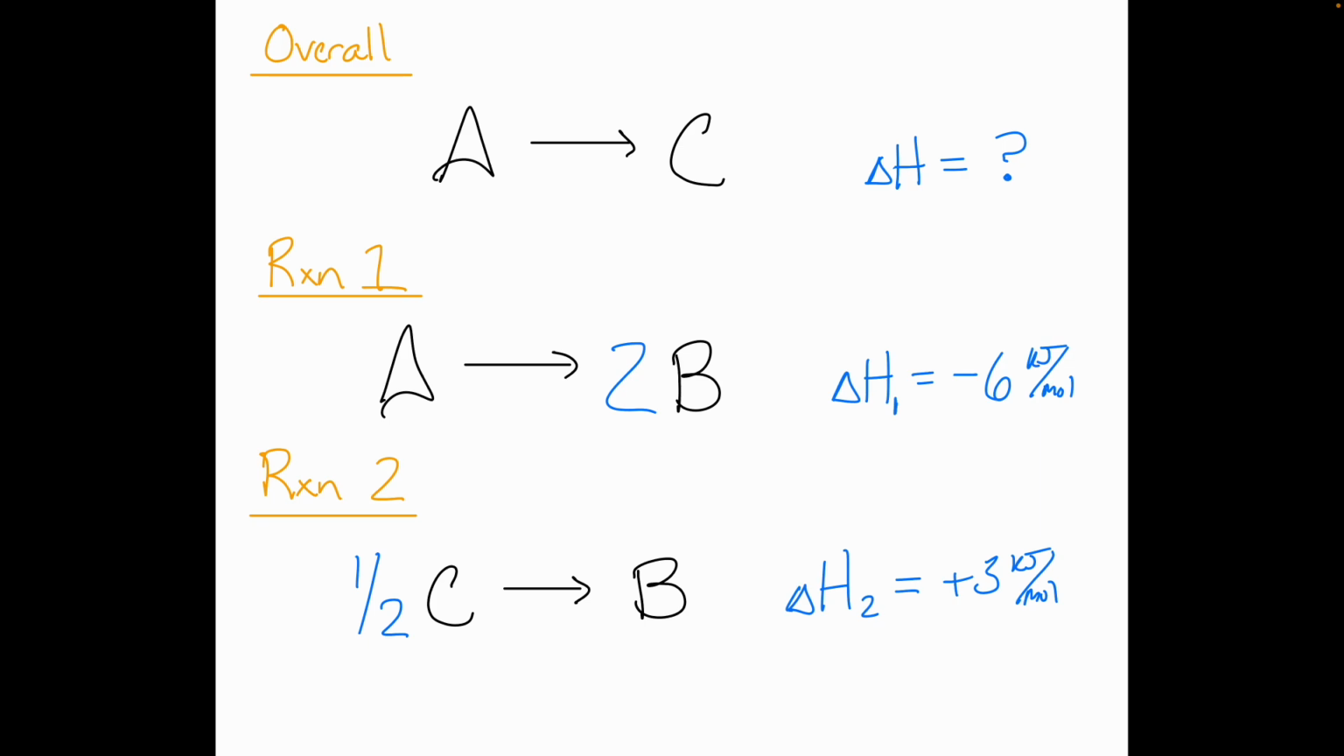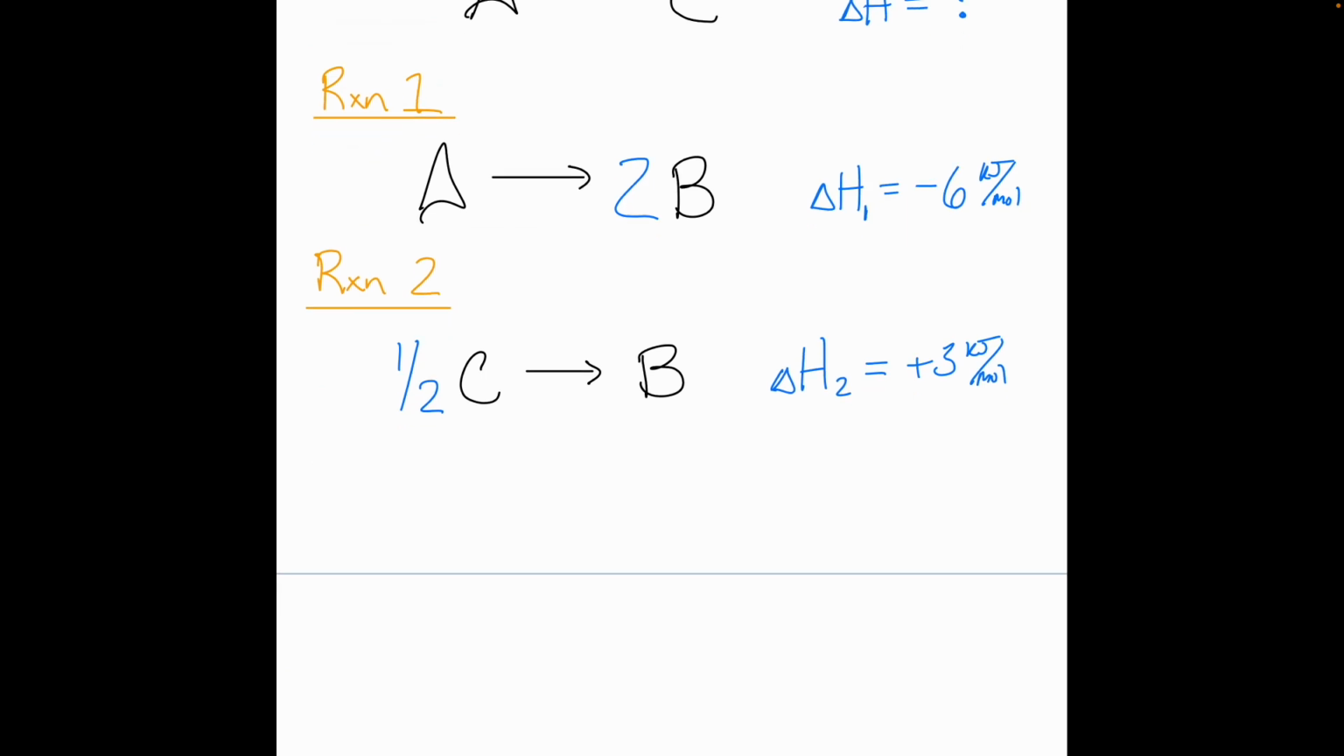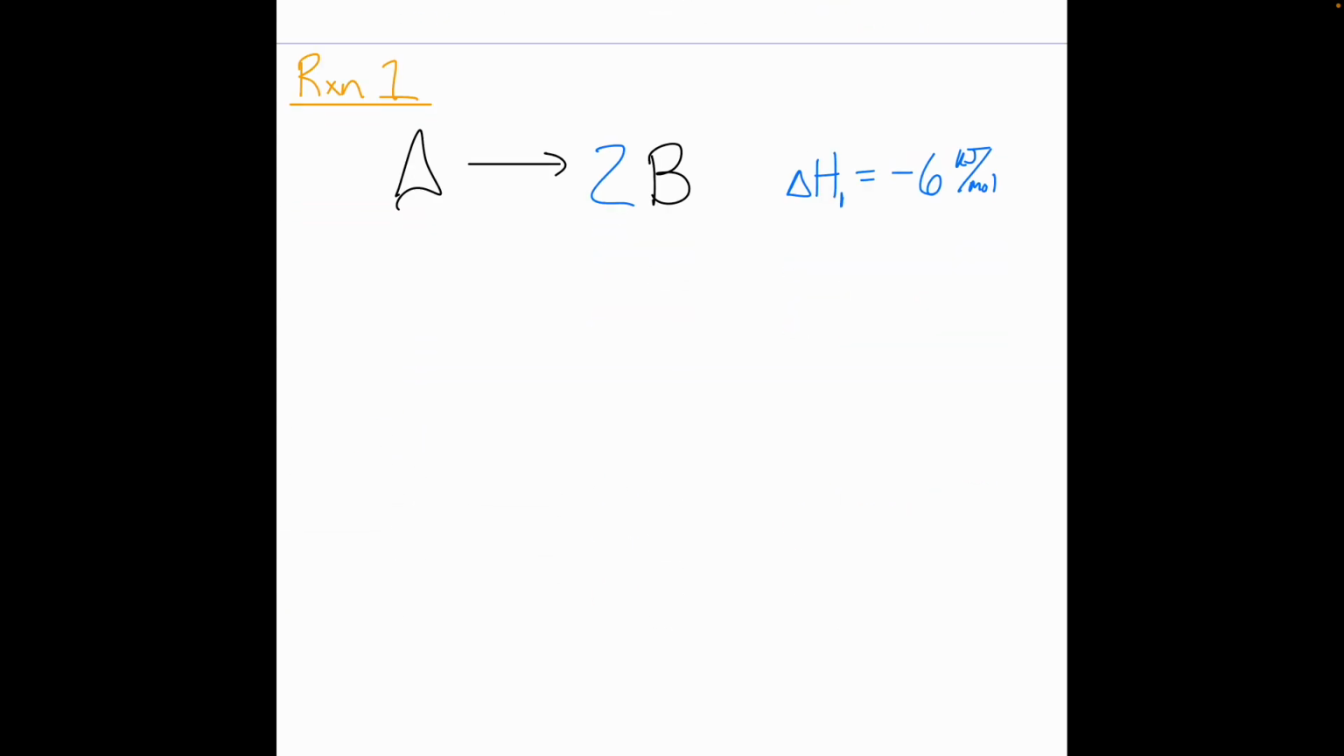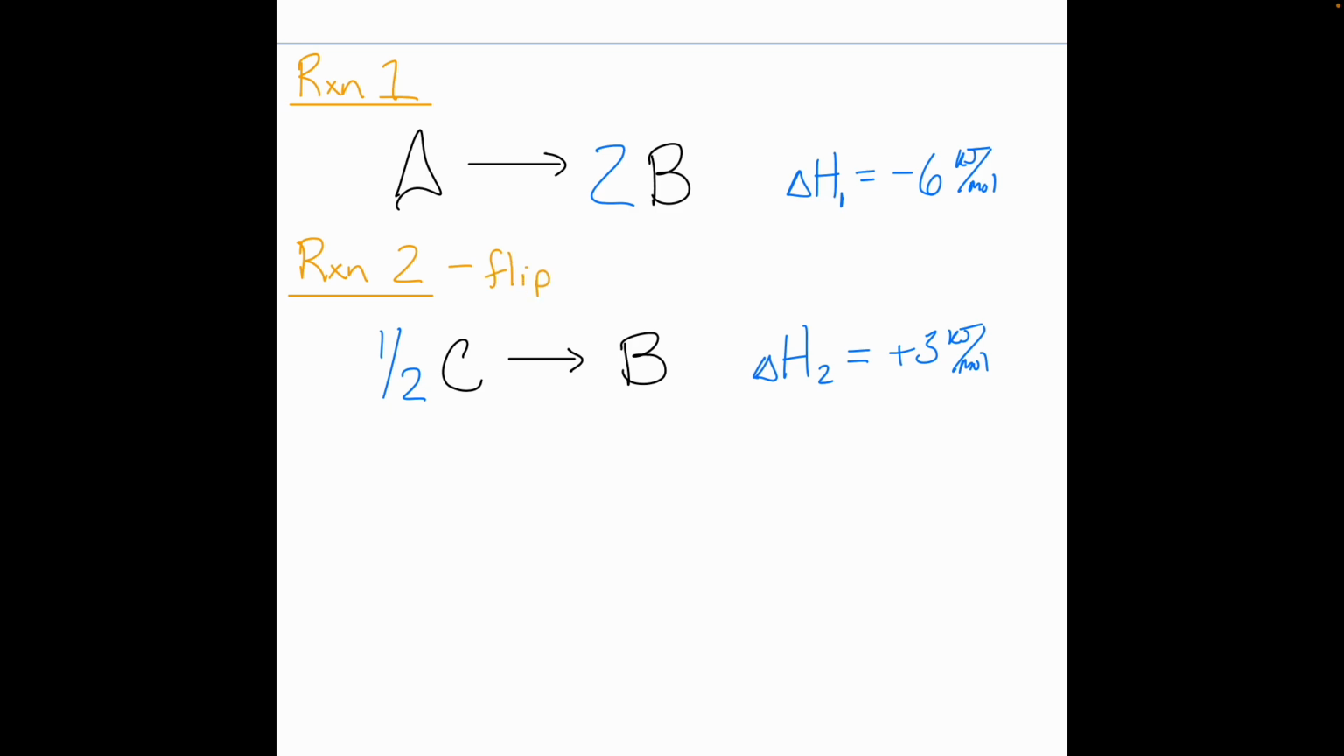I'm going to have to flip it. So we'll keep reaction 1 as is. Then we're going to take reaction 2, and we're going to flip it. So now my product is 1/2 C, and my reactant is B. And what do I need to do to my delta H for this new reaction that's flipped? I'm going to convert that positive sign into a negative sign.